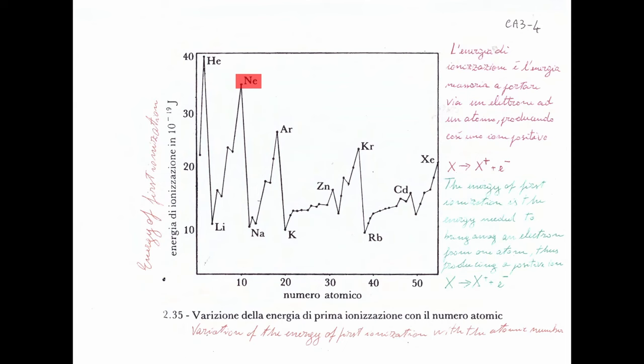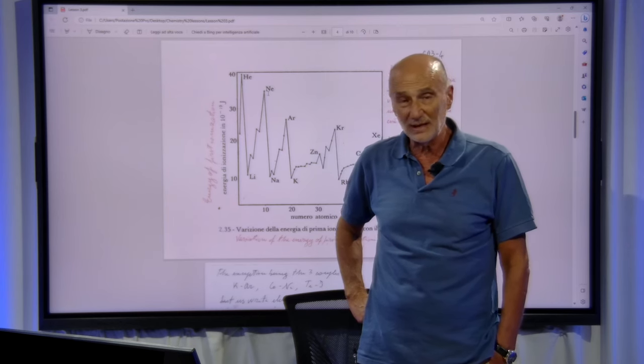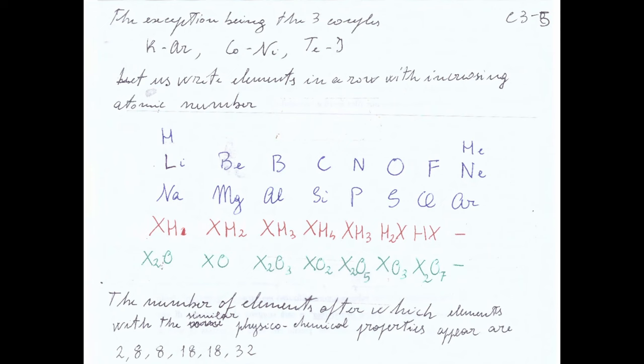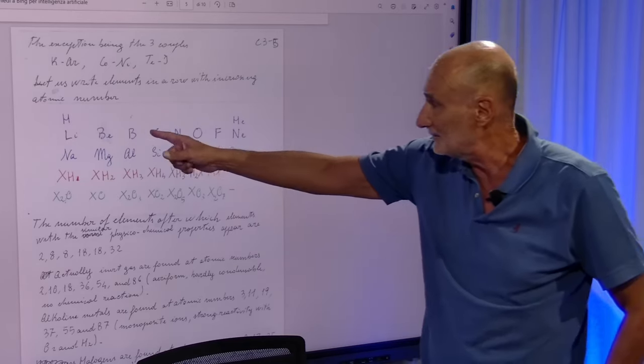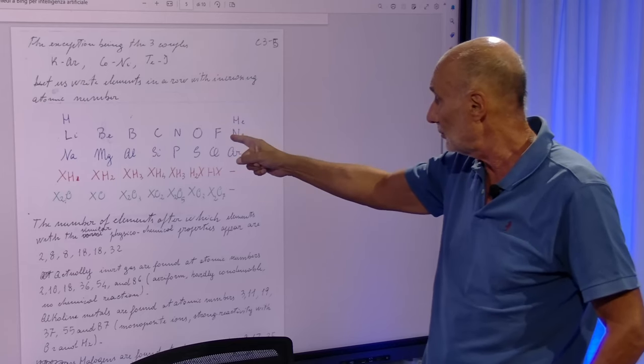After neon, there is a large fall of the energy of first ionization, and we attain another minimum for sodium. After sodium, the first ionization energy increases until we attain argon. At argon, we attain another maximum, and after argon, the first ionization energy decreases a lot to attain another minimum for potassium. Let's see something concerning the chemical properties of the various elements. You know, here we have written the various elements, one after the other: lithium, beryllium, boron, carbon, nitrogen, oxygen, fluorine, neon.